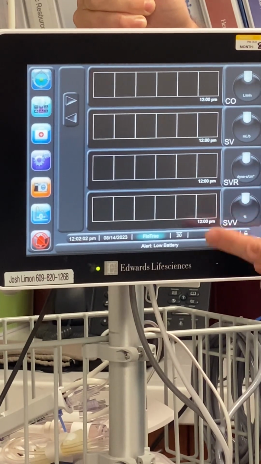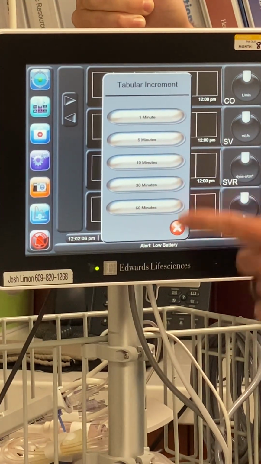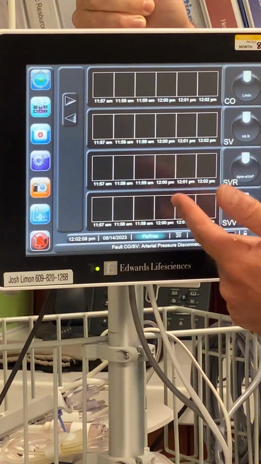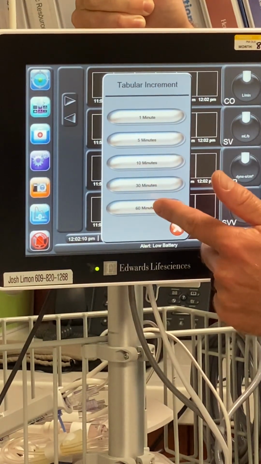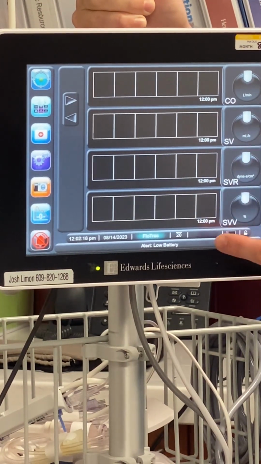And if you want to change it, just hit the time in the box, and you can adjust it. We can do it every minute. We can do it every 60 minutes. It's up to you. But that is a nice way to go back in and look at it.